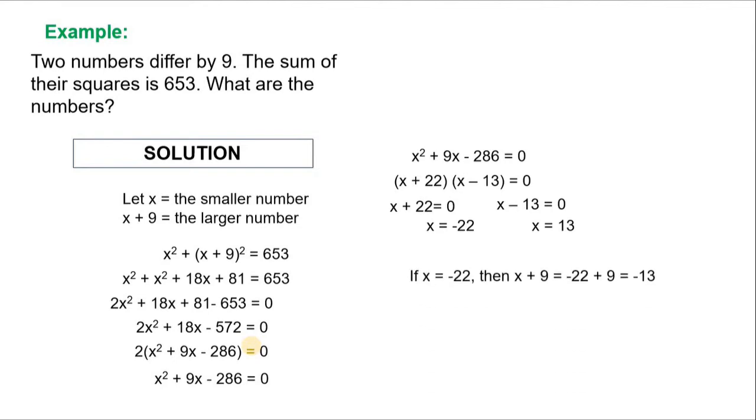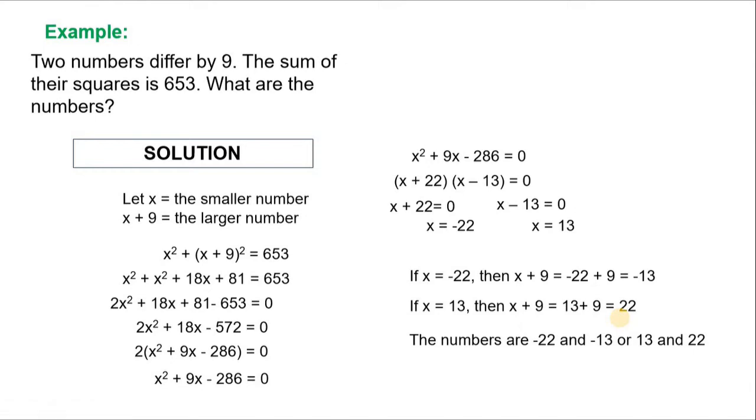If x is equal to negative 22, then x plus 9, here from the larger number, equals negative 22 plus 9, which is negative 13. If x is positive 13, then x plus 9, or 13 plus 9, equals 22. So the numbers are negative 22 and negative 13, or positive 13 and positive 22. And the sum of their squares is 653. So it's either negative 22 and negative 13, or 13 and 22 positive.